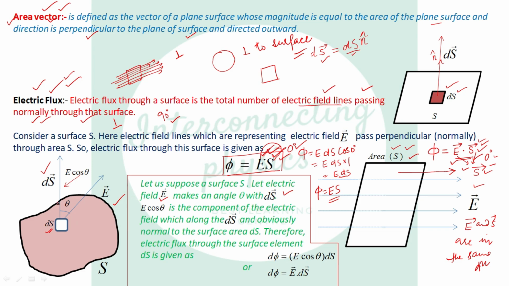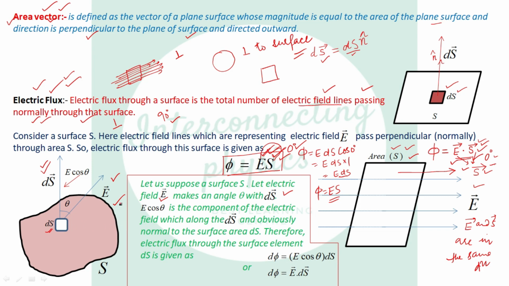Always remember, angle theta is always between the electric field and the area vector, not area. Electric field and the area vector. Now this time the electric field is making an angle theta with the ds vector. Now resolve the E vector into two components: one is E cos theta and the other is E sin theta along this direction.